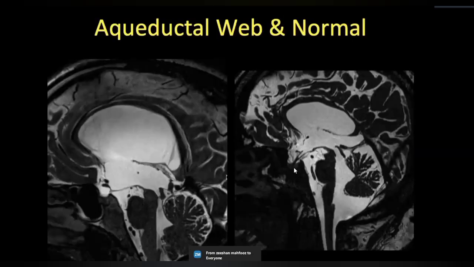Another practical tip: whenever you think the patient has NPH, make sure the patient does not have a web or some obstruction in the cerebral aqueduct. This is a normal person. The cerebral aqueduct is patent. So this is not an NPH. This patient has a web. In NPH, we have enlargement of the third ventricle and the lateral ventricle. The same thing happens with the cerebral aqueduct web. So in all those patients, make sure there is no web.